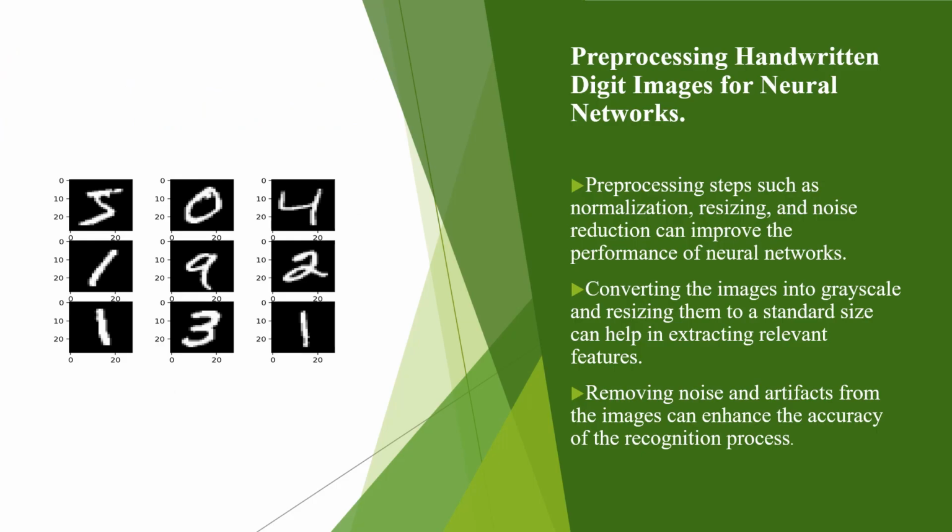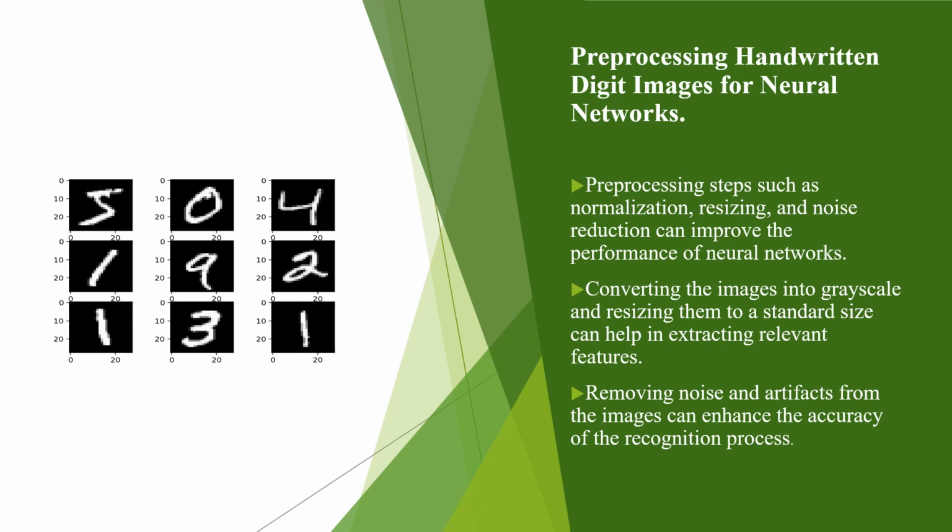Processing handwritten digit images for neural networks. Here it discusses necessary pre-processing steps like normalization, resizing, and noise reduction to improve neural network performance. Pre-processing steps such as converting the images into grayscale and resizing them to a standard size can help in extracting relevant features. Removing the noise and artifacts from the images can enhance the accuracy of the recognition process.